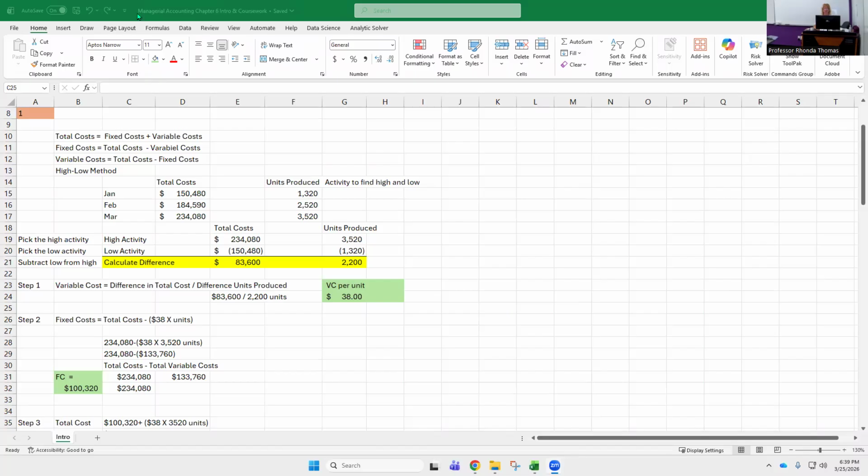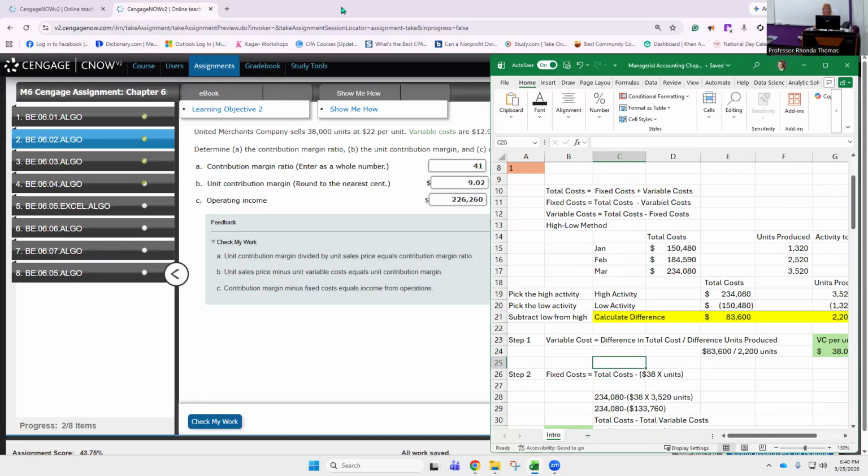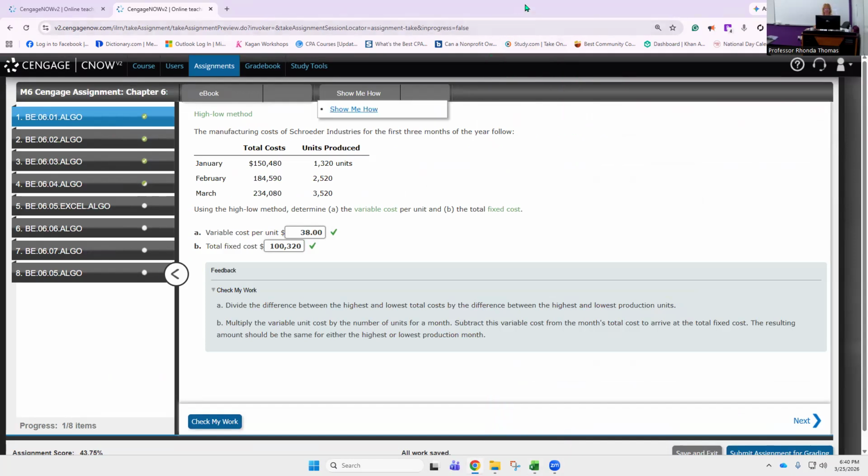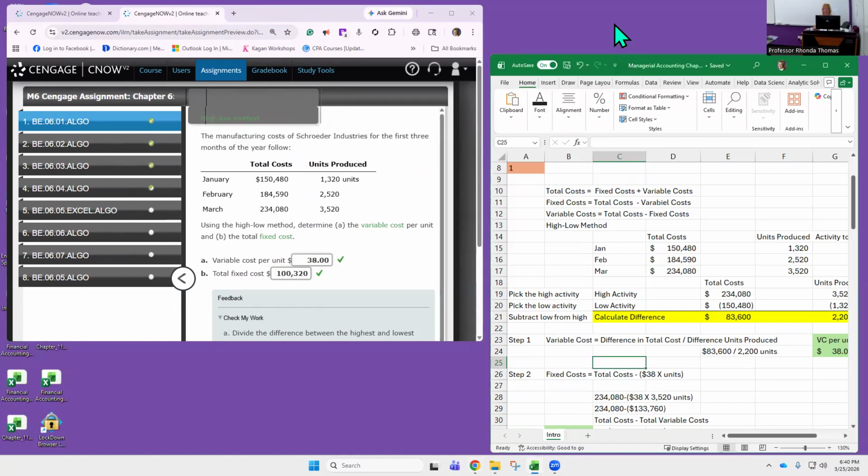I'm going to share my screen so you can see what's going on. Okay. Hopefully we'll do a better job this time. Okay, so I've got my spreadsheet open and I'm just gonna take one problem at a time. So we're looking at this first problem here. I want to make sure we got the high-low method understood.